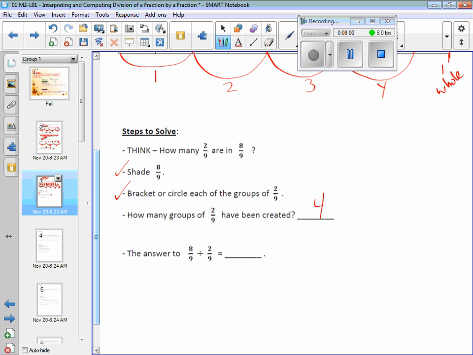Leah. Not 4 ninths, just simply 4. Kids are going to want to put 4 ninths because our denominator is a ninth. There's 4 groups of 2 ninths in 8 ninths. Good? Because we're going to keep building and building and building. You understand this? Next page.